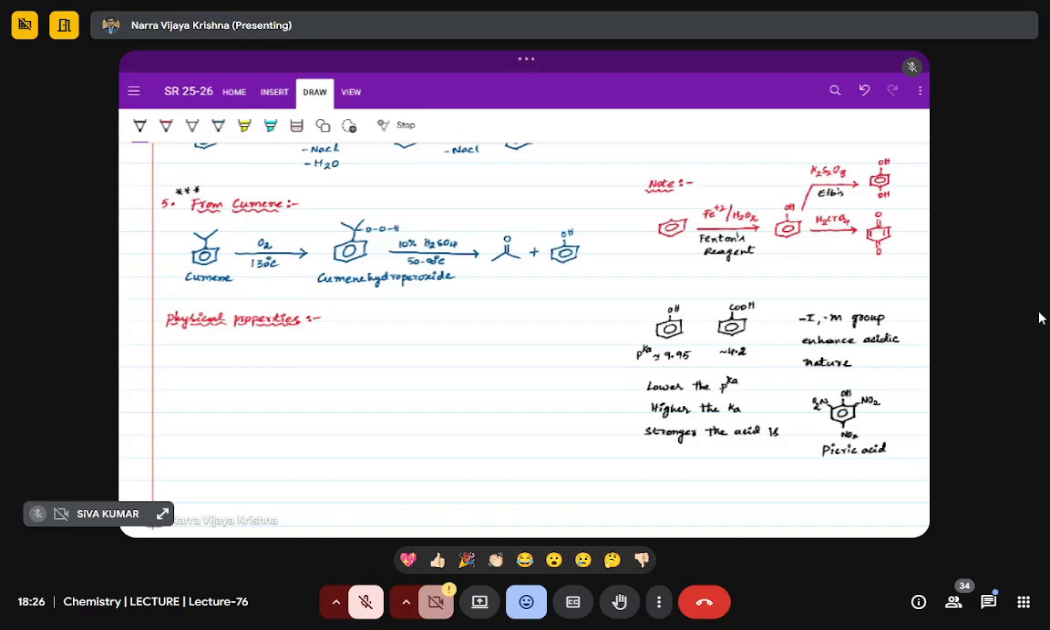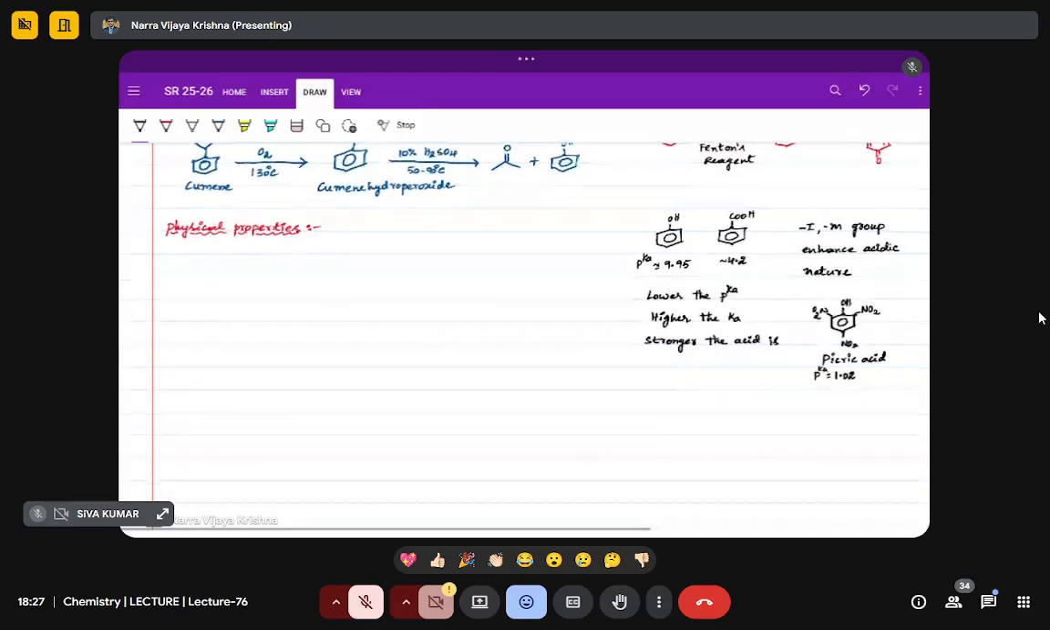So the pKa value of picric acid is, let me check once, 1.02. Observe the pKa value, sir. Is it a very strong acid or not? Its pKa value is 1.02, means very strong acid. Far stronger acid than benzoic acid, right? So phenol is acidic in nature, right? So now I'm coming to physical properties.